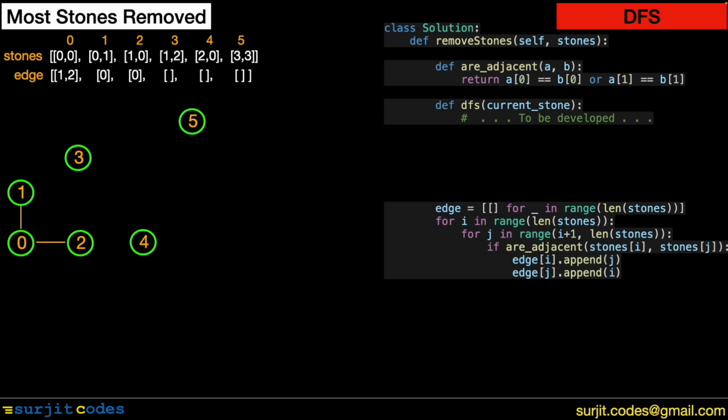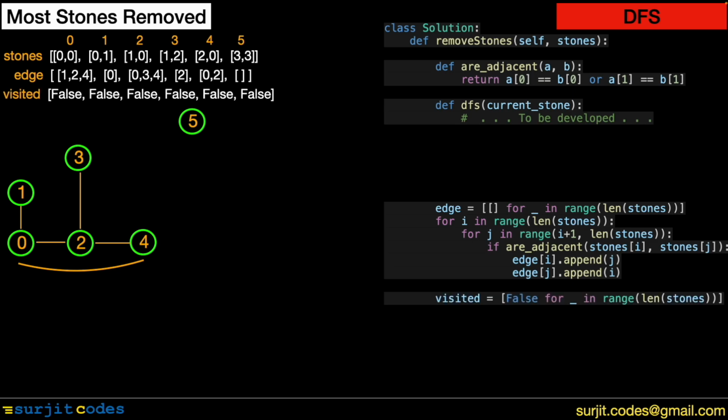Stones 0 and 2 are also connected. This gives two more entries in the edge list. But 0 and 3 are not connected as they do not have a common coordinate. 0, 4 gives another pair of entries. We continue in the same way, and this is our final edge list.